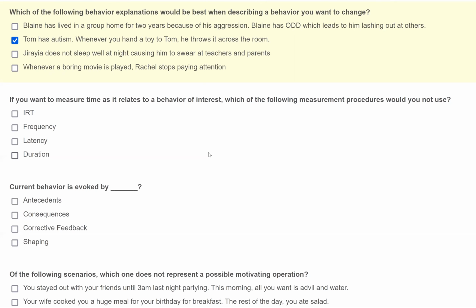What about latency? Well, latency is the time in between the SD and the start of a response, so it certainly uses time. Duration is how long something lasts, the time something lasts. The only measurement here which does not use time as it relates to the behavior of interest would be frequency. Don't overthink this question. It's not that complicated.